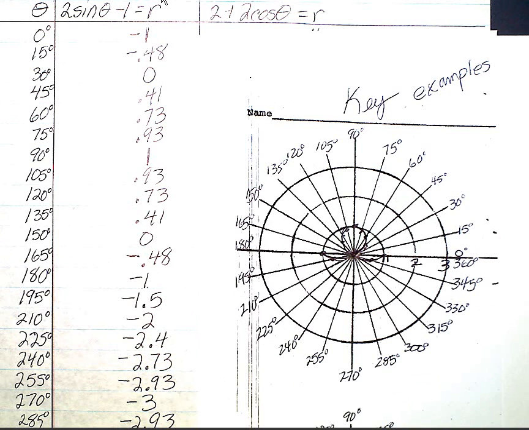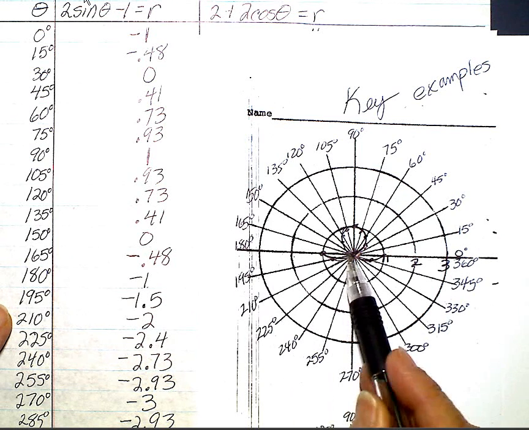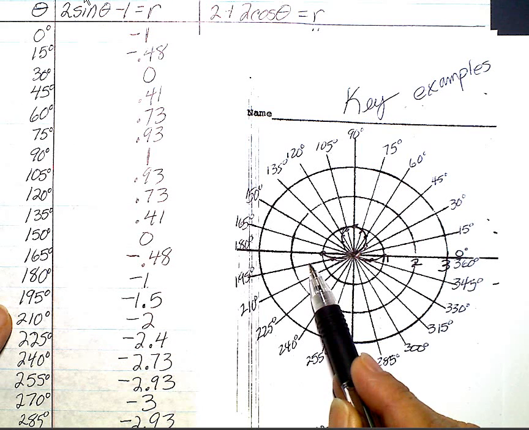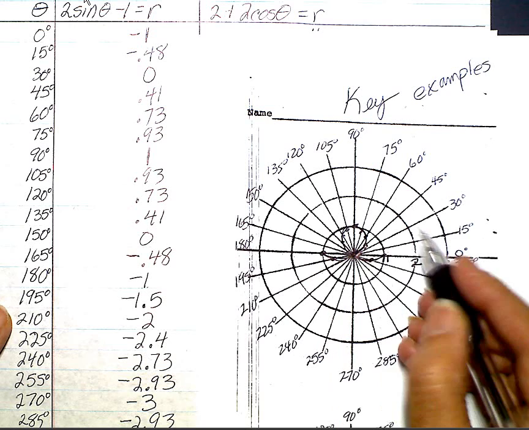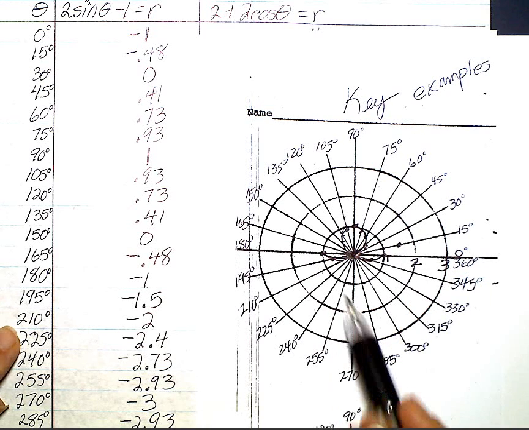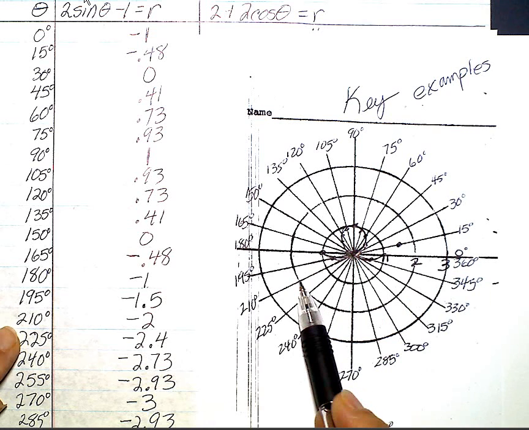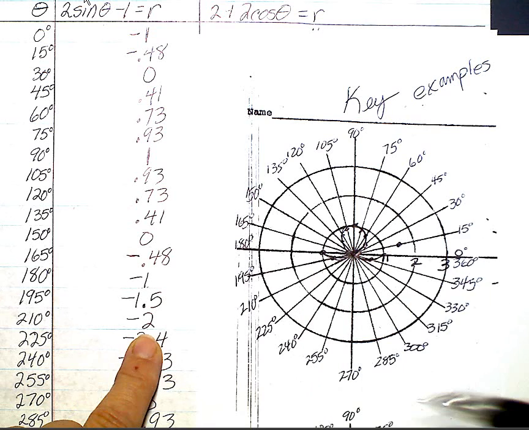Right, now I'm going to continue on. I'm at 195. I'm going to be at negative 1 1/2. Okay, so 195 is right here. Positive 1 1/2 would come out to here. Negative 1 1/2 is going to go backwards and come to right here. 210, here's 210. Positive 2 would be right here. I'm going to go backwards to negative 2, and it's going to be right here.